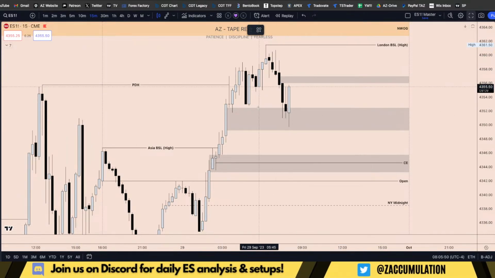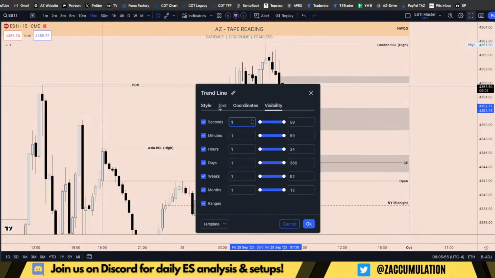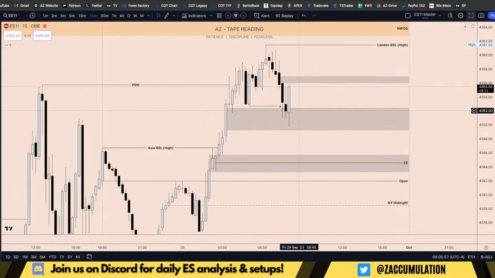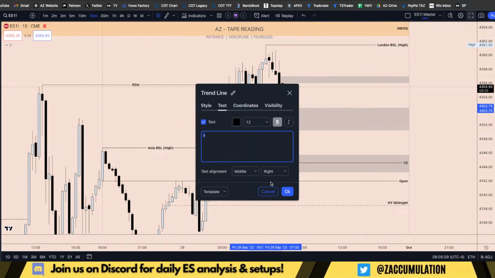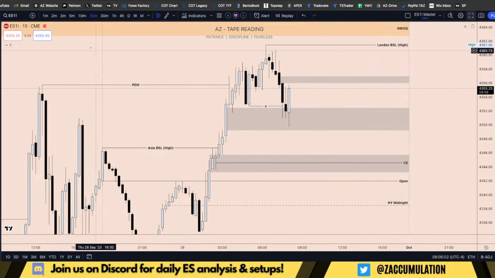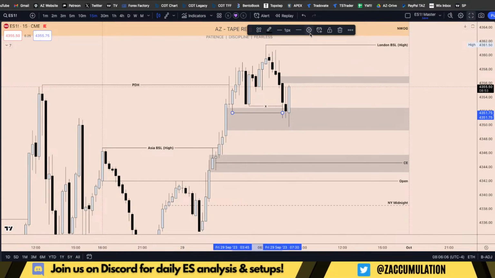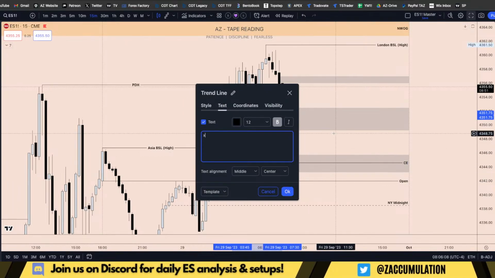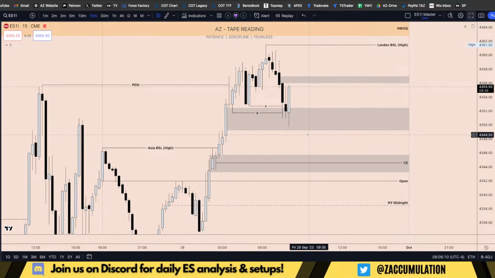We just swept some internal sell side. We swept this low. And we also swept this short-term low. And once we've done that, we immediately push back to the upside. So we swept that sell side.